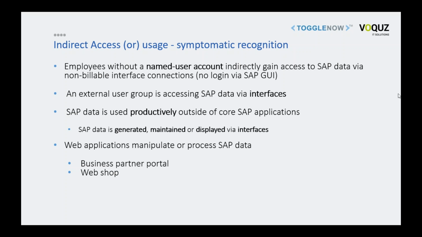And what we're going to do today is two things. We're going to look at a few examples of what specifically makes up indirect access, and then also tell you a little bit about what we typically see as the motivation on SAP's part behind all of this, right?